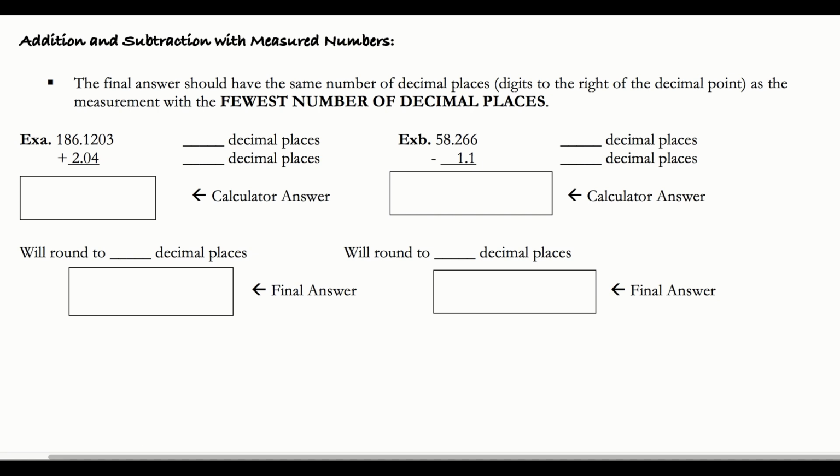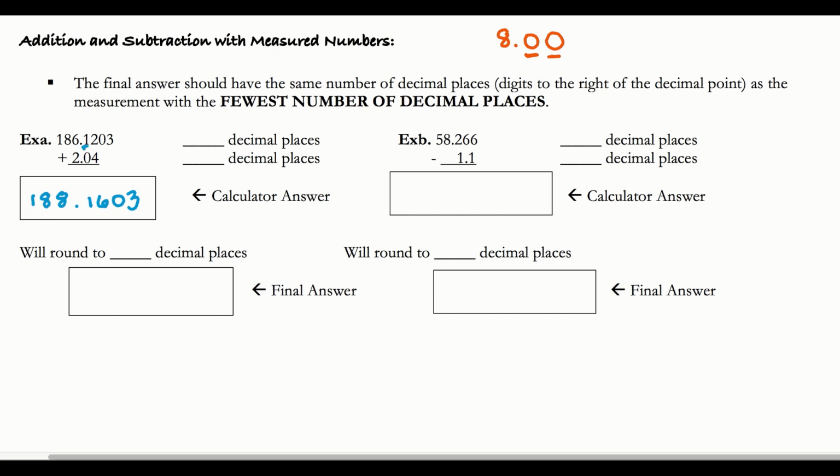So for example, if I gave you 8, that has 0 decimal places. As soon as I make that 8.0, that'll have 1 decimal place. If I made it 8.00, that'll have 2 decimal places, and so on. Okay, so let's look at this problem. 186.1203 plus 2.04. I'm adding, so I know I'm going to have to use my rule with decimals. My calculator answer is 188.1603. That's unrounded.